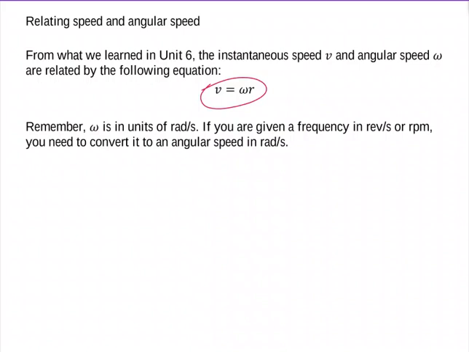So this is very important. If your frequency is in revolutions per second or revolutions per minute, you're going to have to convert it to an angular speed. Angular speed is radians per second. So omega needs to be in radians per second first before you can do anything. And that is kind of what the last problem had us do. We had to convert the angular speed into a unit that we could work with. Okay?